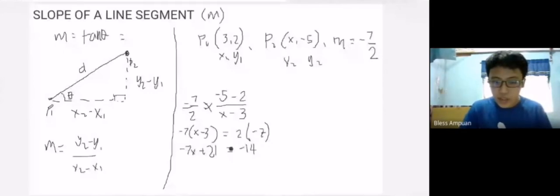So what we need is to combine the like terms. So negative 7x is equal to negative 40.